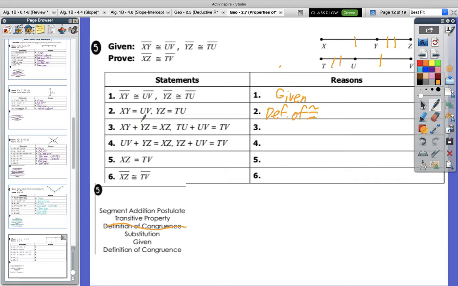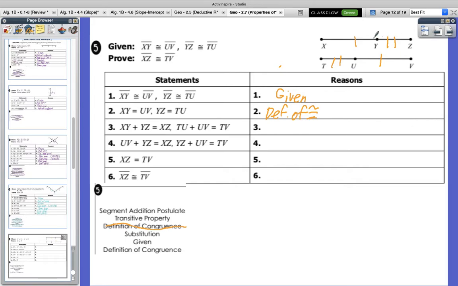From here, it looks to me like XY plus YZ equals XZ. Let's go to our picture. XY plus YZ, yeah, that does give us XZ. Look at the other one, the measure of segment TU plus segment UV equals the measurement of segment TV. Oh, that's our segment addition postulate. If we have two parts of the segment, we get the entire segment.